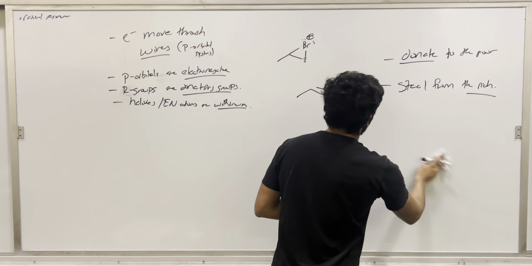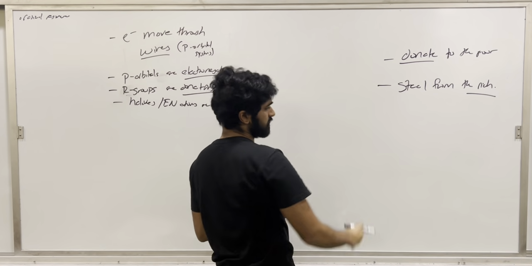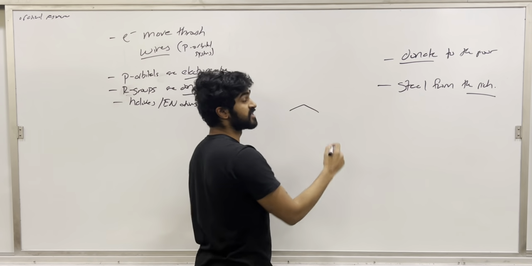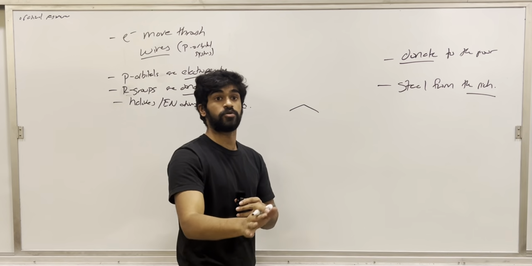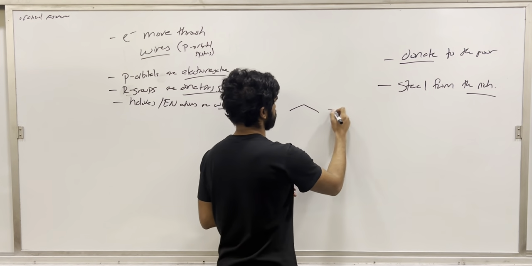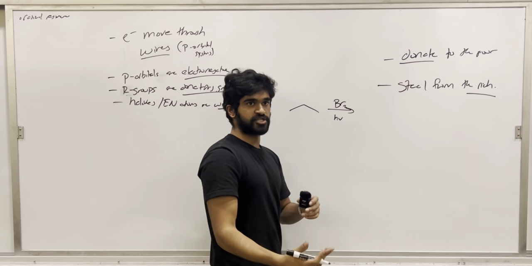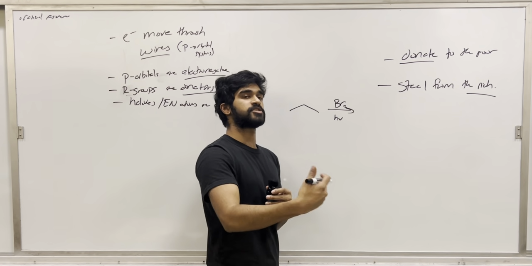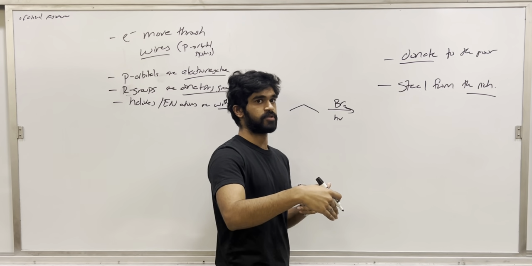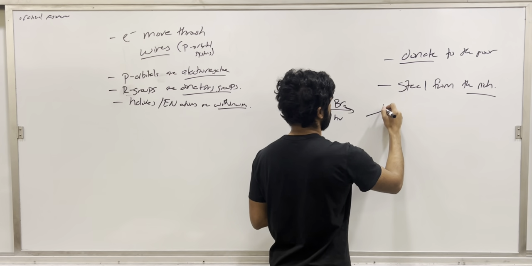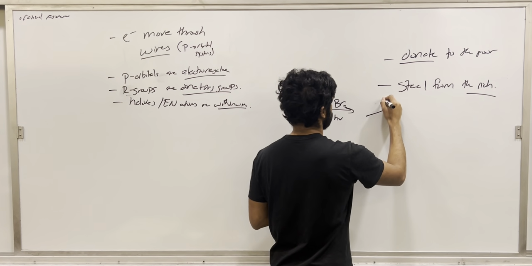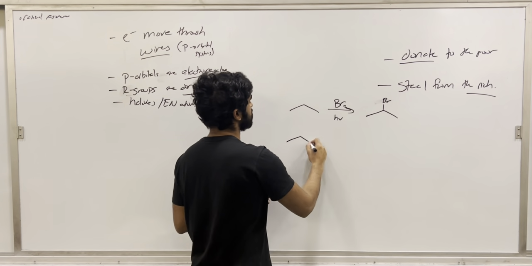Orgo 2 people, what's the only thing that you can do with this? If you're starting a synthesis, what's the only thing you can do? Brominate it. Bromination with light, and then what's that going to do? It's going to attach it to the less or more substituted place. More. How do you get it to go less?